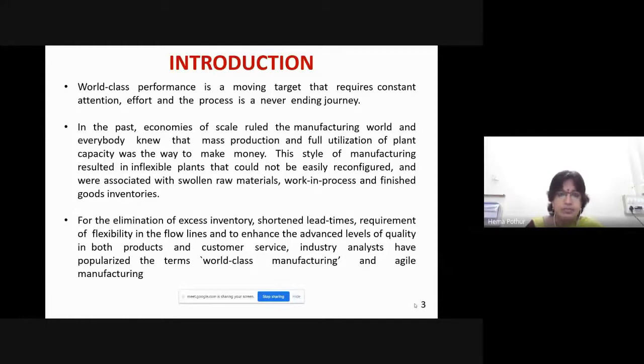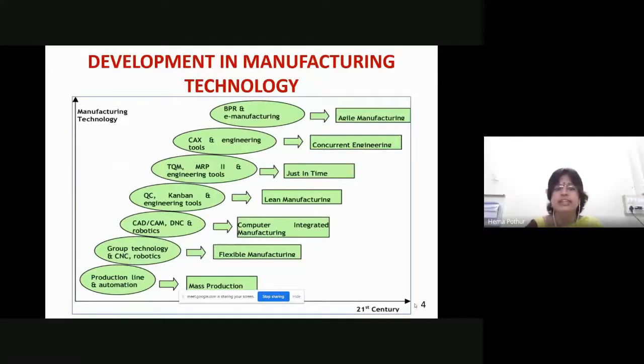With this introduction, moving further, this is the development in manufacturing technology with respect to the 21st century alone. I'm not going much further back into the ancient ages of manufacturing, because we need to talk about this latest concept of agile. I'm not going much in depth. I have started with the baseline of this development in manufacturing technology, which is what is called mass production.